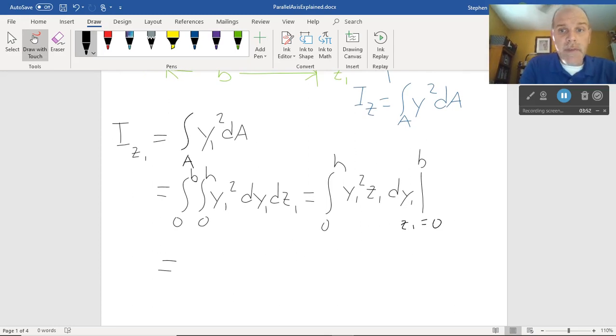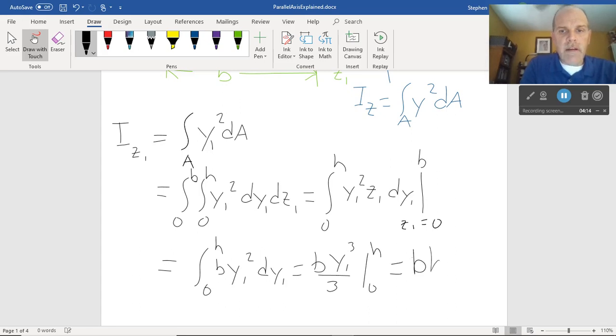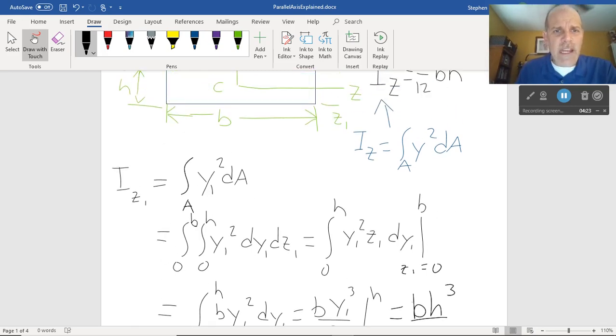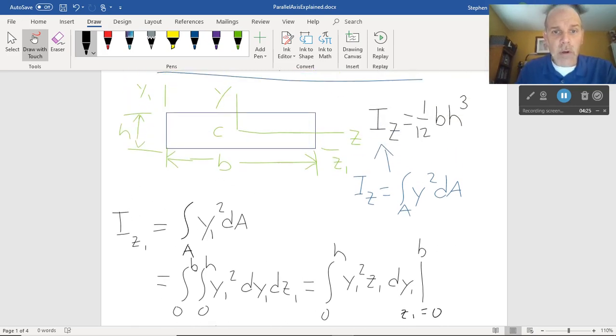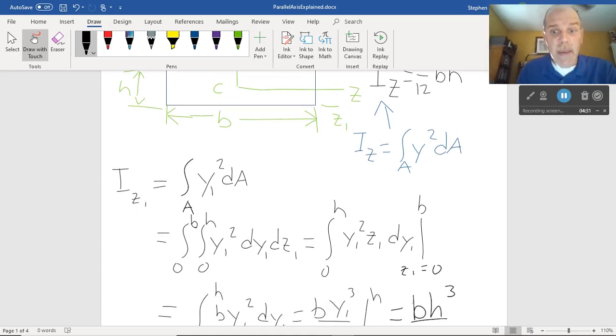So this is equal to the integral from 0 to h of b y1 squared dy1, which is equal to b y1 cubed over 3 from 0 to h, which is equal to bh cubed divided by 3. Well, that's not bh cubed divided by 12 now, is it? Right? The axis we're taking the moment of inertia about matters. The smallest moment of inertia is always going to be about an axis through the centroid, and no matter where we look anywhere else, it's just going to get bigger.